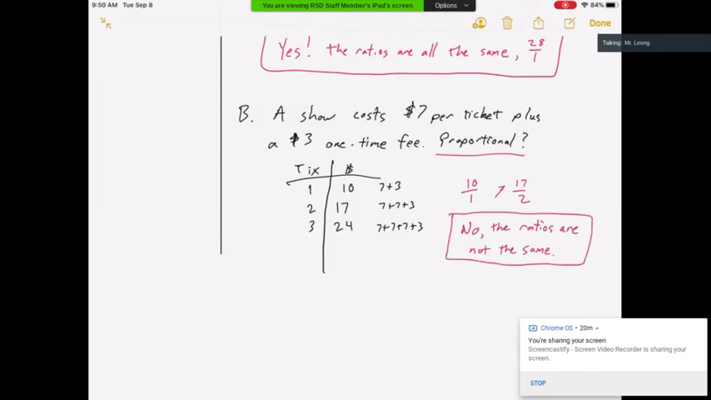And the cool thing about the ones where the answer is no is that if it's no, you know right away, right? And you don't have to check every single one. Like I didn't have to worry about the 3 and 24. Okay.